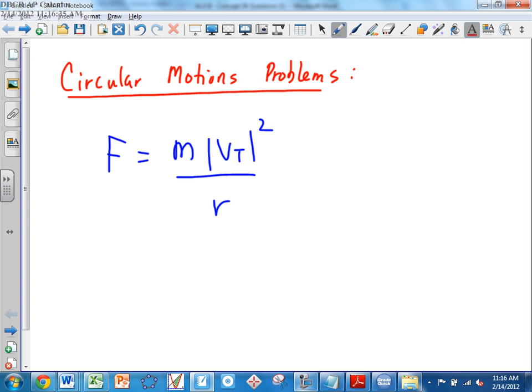So mv squared over r is our formula. Now, the problem said the radius doubled. So let's make up a scenario. Scenario 1, let's say the radius was 5. And then in the second problem, it said that the radius doubled. So in scenario 2, the radius would be 10 here. What's going to happen to your force?